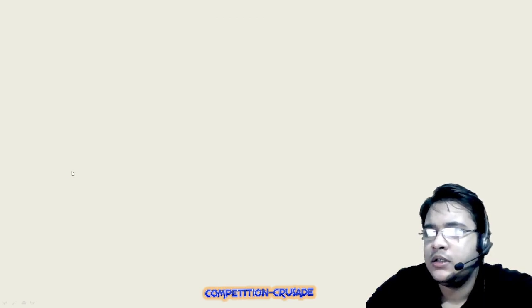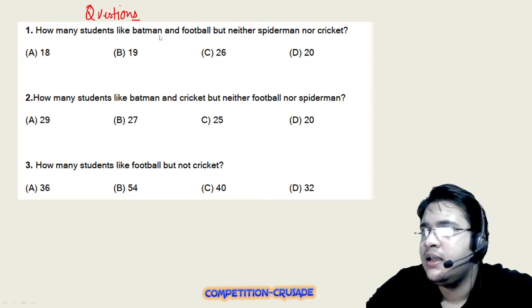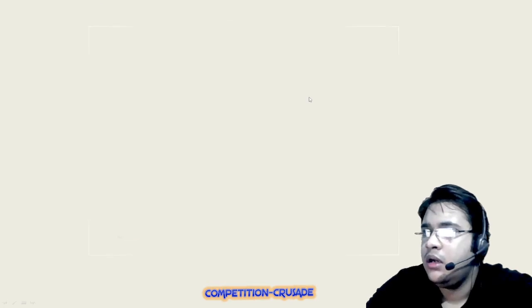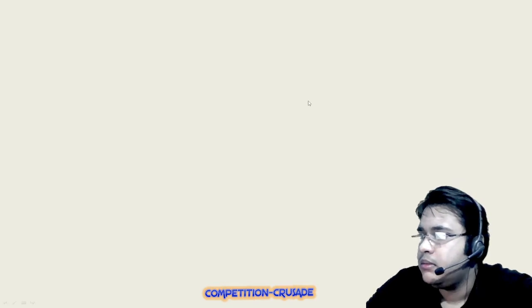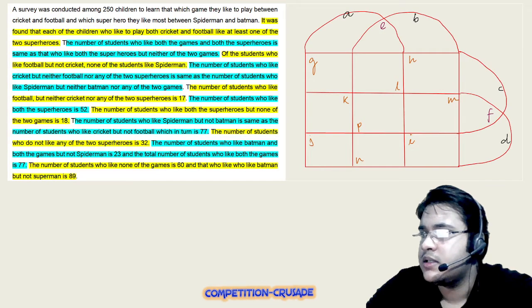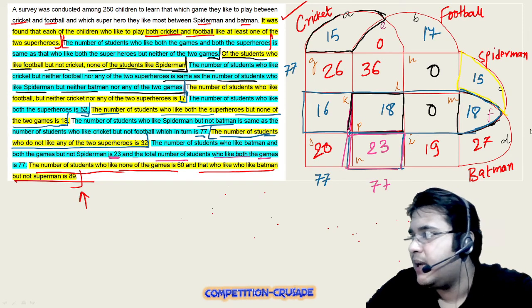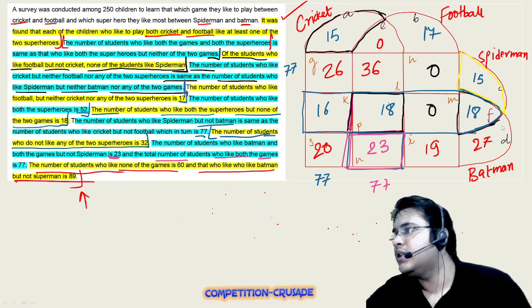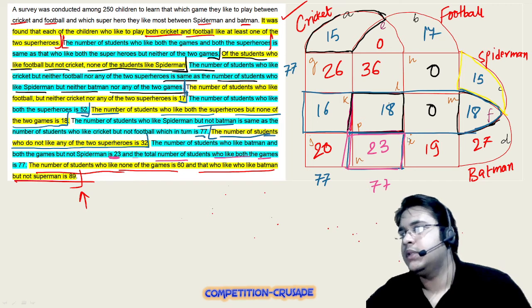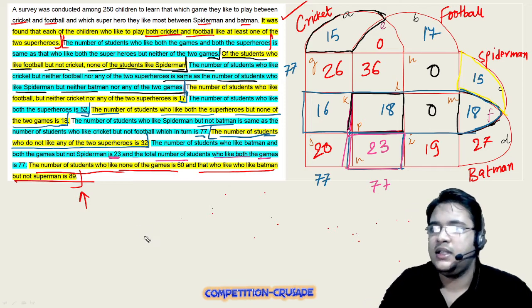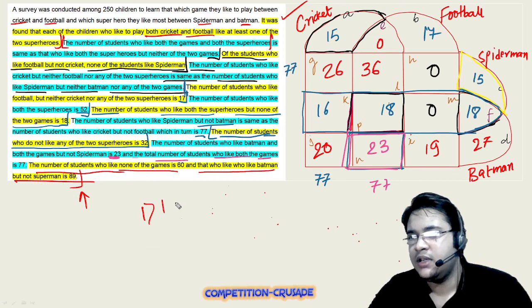So the question is, how many students like Batman and football but neither Spider-Man nor cricket? Batman and football but neither cricket nor Spider-Man. Okay, Batman football. This is 19. I hope you can see the region. The region is Batman and football, but neither cricket nor Spider-Man. That is this region. So the answer to the first one will be 19.